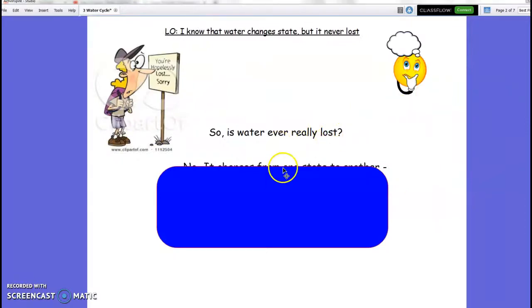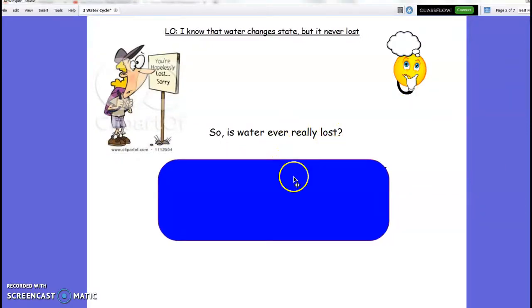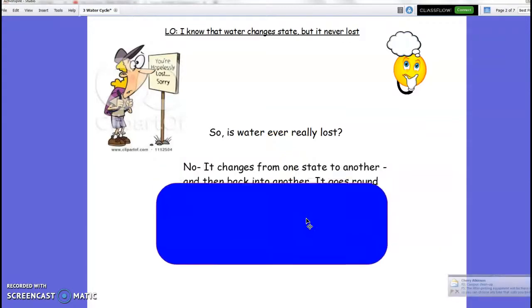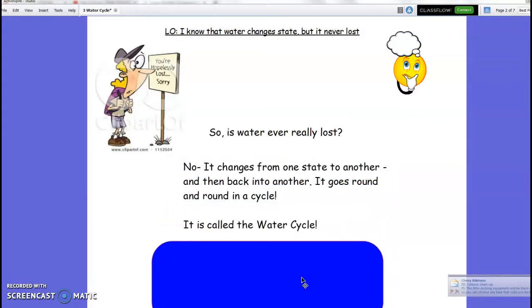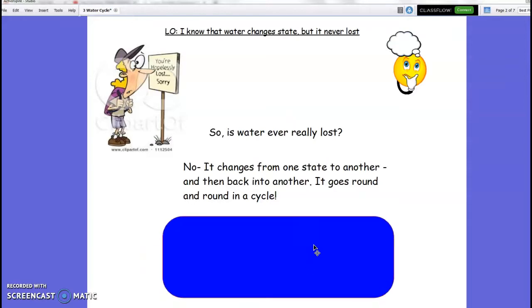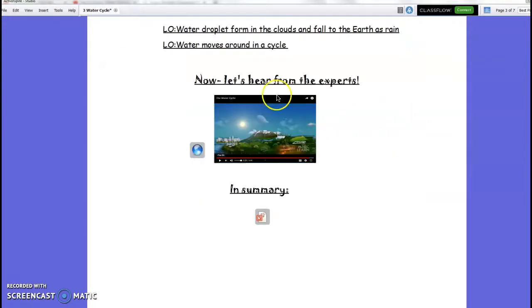So is water ever really lost? Can we lose water? No, we can't lose water. It just changes state from one to another and then back into another. It goes round and round in a cycle, and we call this cycle the water cycle. So we're going to watch a video now about an expert talking about the water cycle, so we get a better understanding of that movement of water, because water is never really lost.